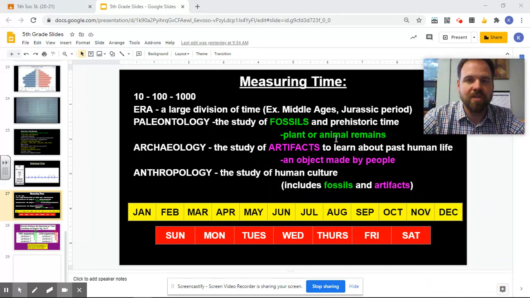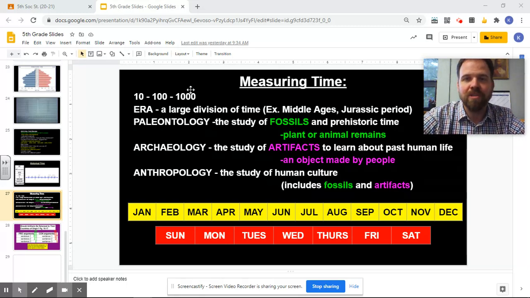In a notebook, you want to just start a new page and title it Measuring Time. And as we talked about the other day, with the timeline and the BC and the AD, we're just starting off this unit by talking about measuring or calculating time throughout history. So right here, you don't have to add 10, 100, and 1,000, but that's going to start us off for our conversation today. As we mentioned the other day, 10 years equals a decade, 100 years equals a century, and 1,000 years equals a millennium.